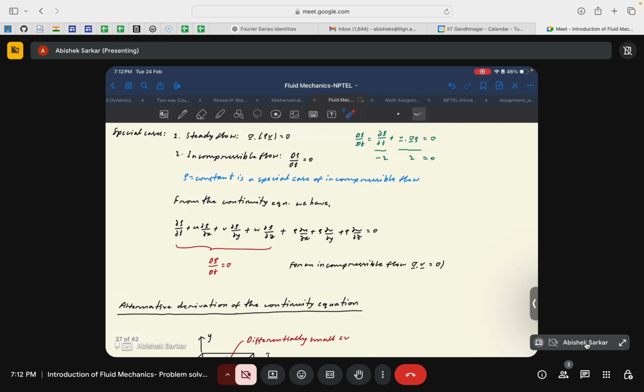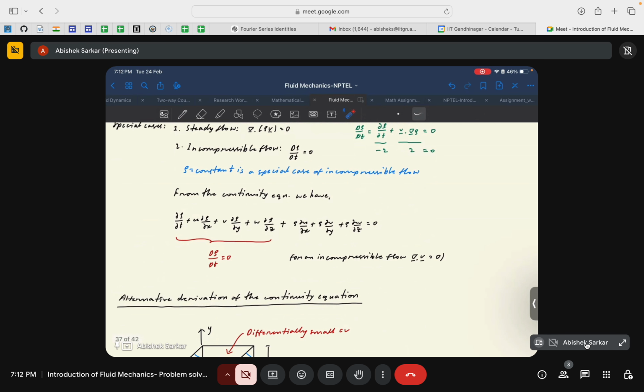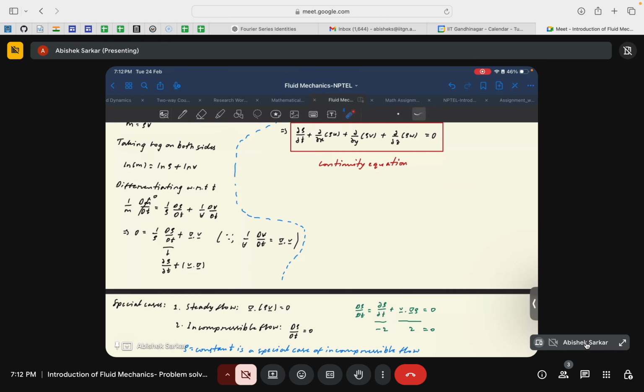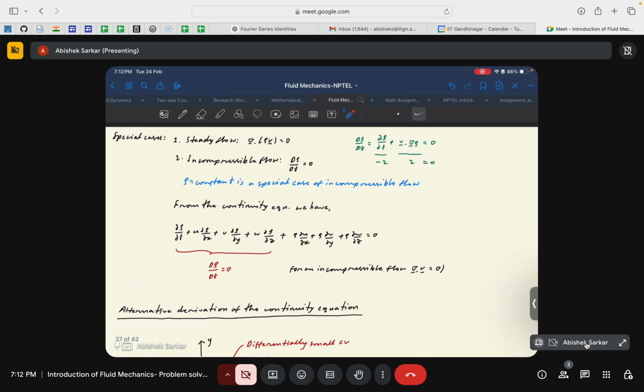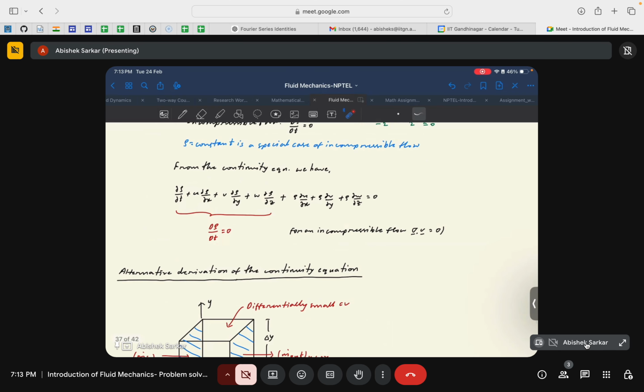Now if you expand this expression, the mass conservation equation, you have to apply the chain rule for each of these individual components. You will get something like dou rho by dou t plus u dou rho by dou x plus v dou rho by dou y plus w dou rho by dou z plus rho dou u by dou x plus rho dou v by dou y plus rho dou w by dou z. Now this term dou rho by dou t is equal to 0 for an incompressible flow, that we already know. So this term will correspondingly become equal to 0 if the flow is incompressible.